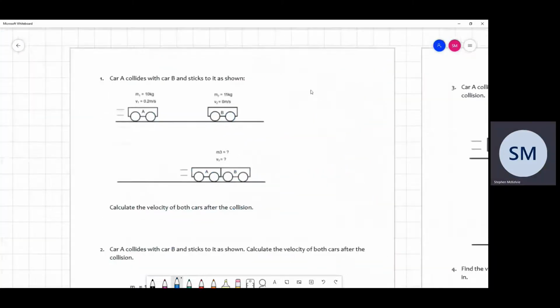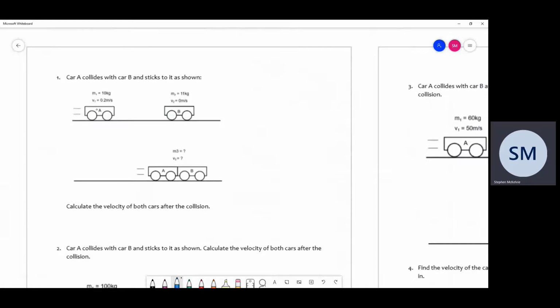Car A collides with car B and sticks to it as shown. Now what I'm going to do here is not show the full working out because I don't have the space, but to find the momentum we multiply the mass by the velocity. So the momentum of this is equal to 2 kilogram meters per second. The momentum of this is equal to 0 kilogram meters per second, because momentum is mass times velocity, and 11 times 0 is 0. Total momentum, 2 kilogram meters per second. The mass of A is 10, the mass of B is 11, so the combined mass will equal 21 kilograms. The 21 kilograms will have a momentum of 2 kilogram meters per second.